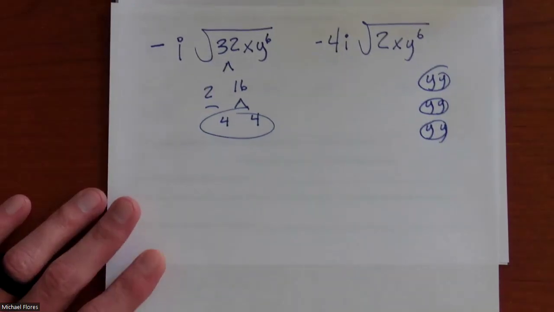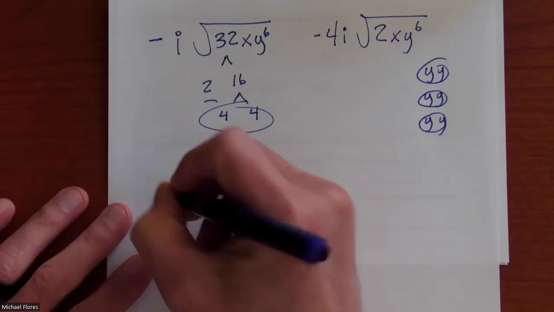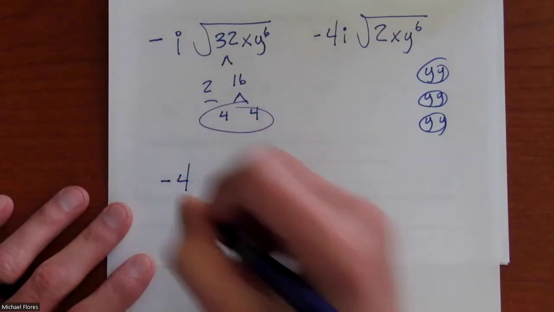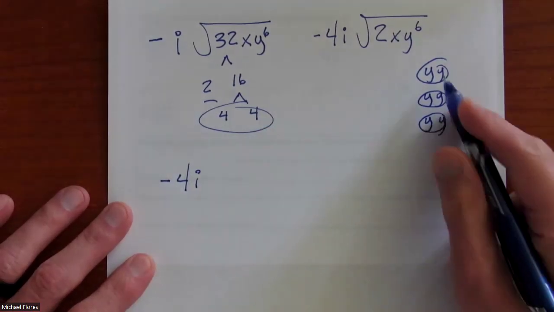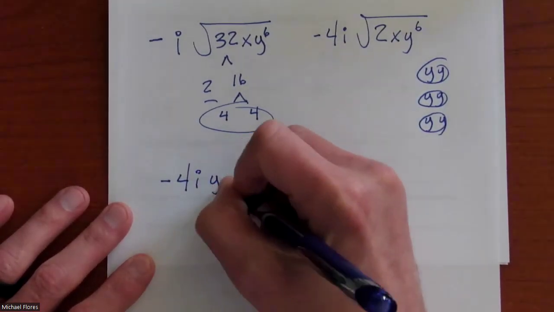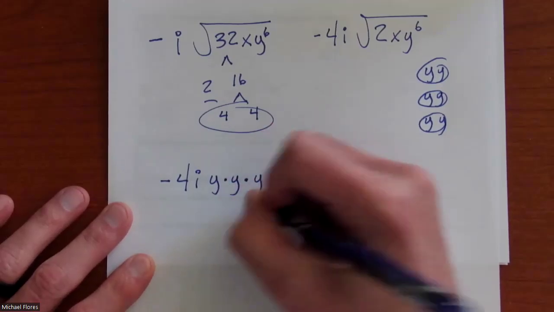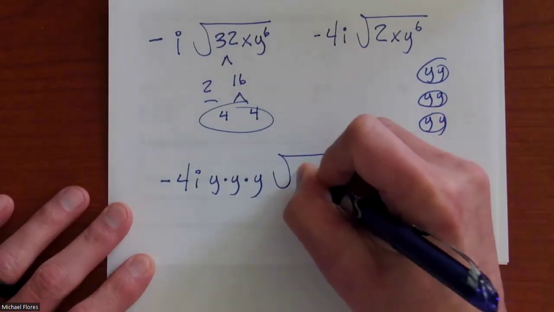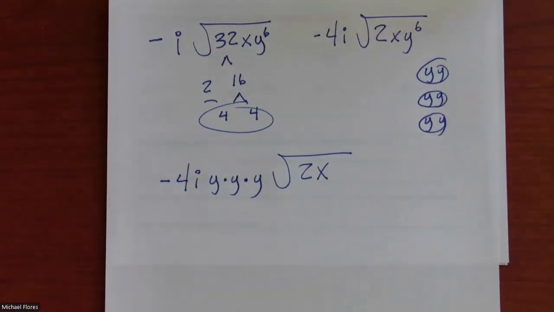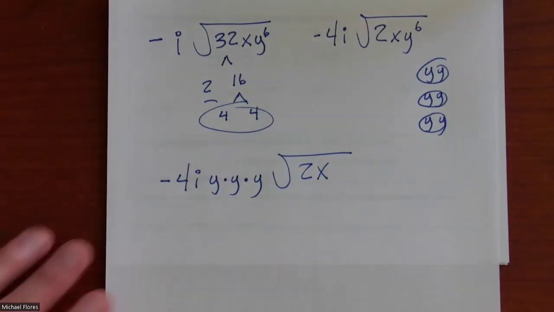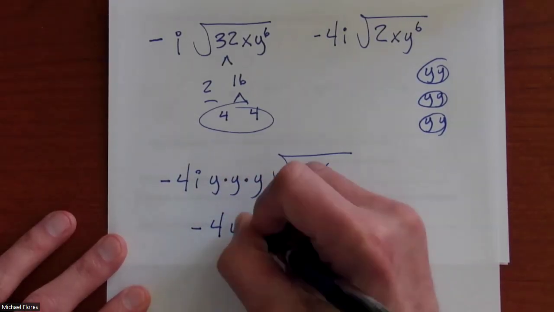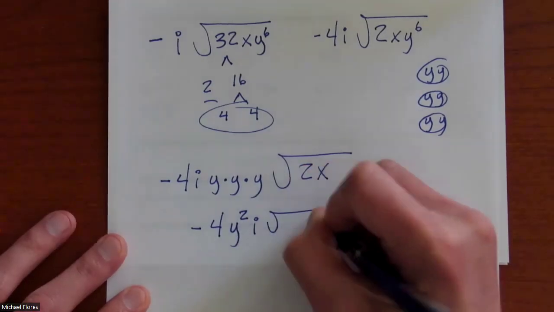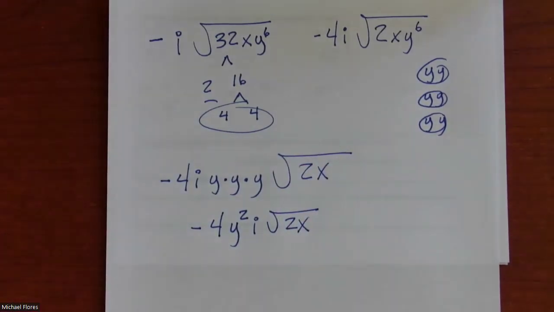So I'm going to sort of expand this a little bit so that hopefully it sticks a little bit more. Let me rewrite what my answer is. Negative 4i. How many circles do I have? 3. y times y times y square root 2x. The only thing we have remaining in that square root is 2x. And if you multiply all those y's together, you get negative 4y cubed i root 2x. That's your final answer.